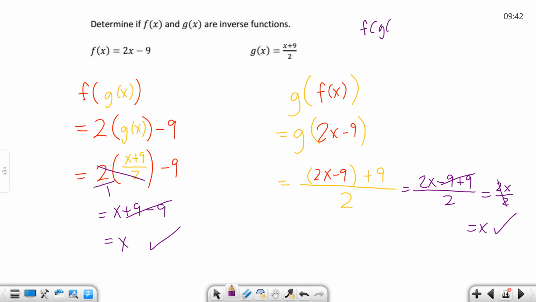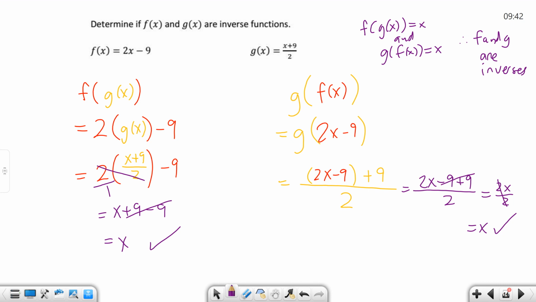f of g of x equaled x, and g of f of x equaled x. A lot of times in math we have these three dots meaning therefore, ergo, henceforth, whatever. So therefore, f and g are inverses.